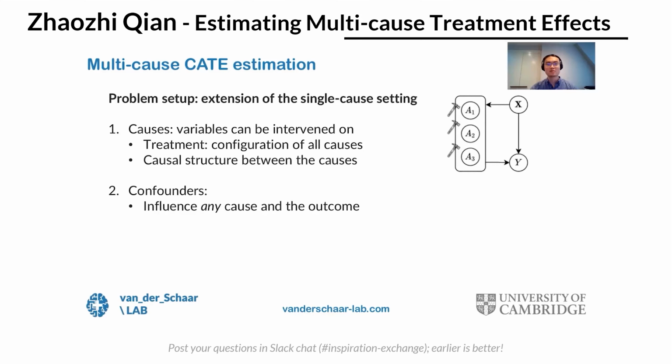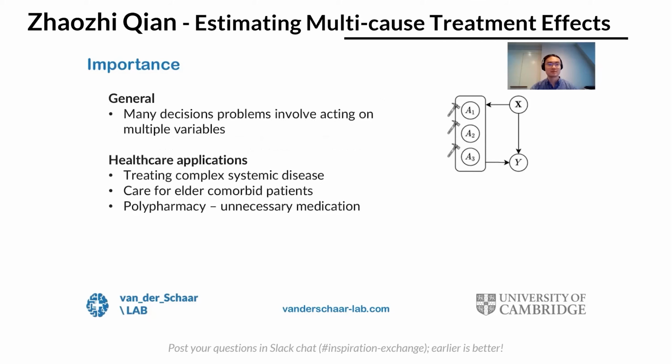Note that there may also be causal structure between the causes. For instance, A1 may enhance the chance of A2 in observational data. A practical scenario that this can arise is that A2 is a drug that can mitigate the side effect of A1. Hence, when the clinicians prescribe A1, they are more likely to prescribe A2. The confounder X may influence at least one cause and the outcome.